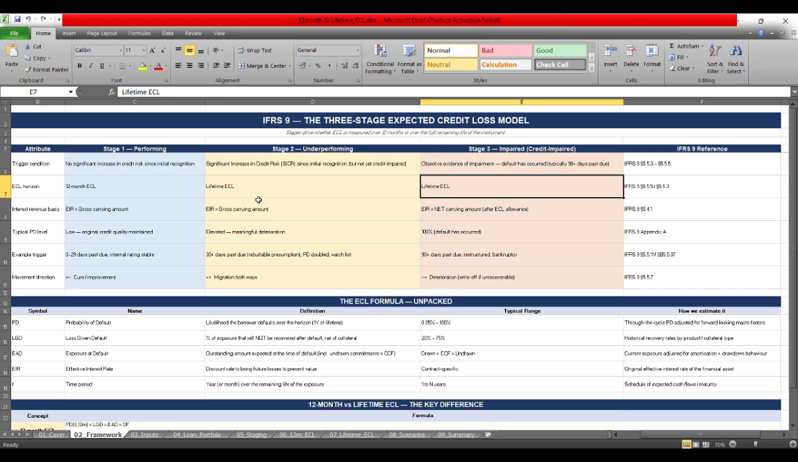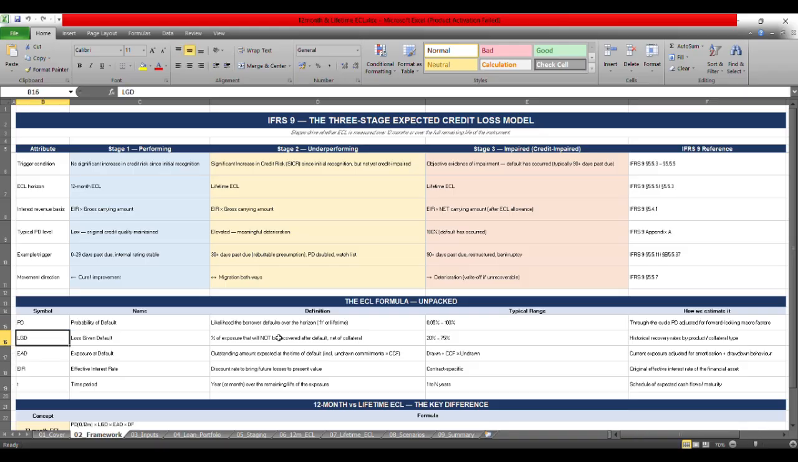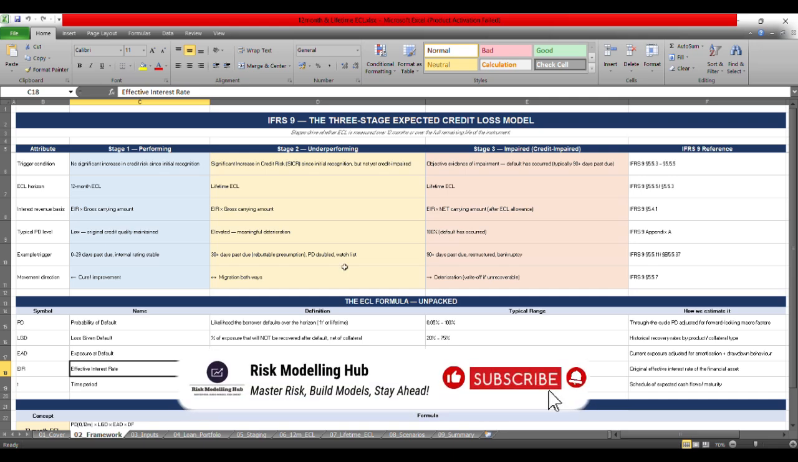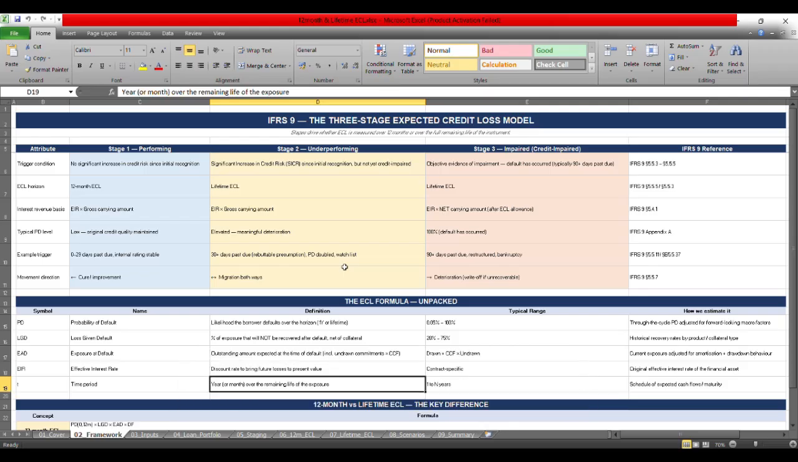The four key things are the PD, LGD, EAD, EIR, and the time T. PD is the probability of default, the likelihood the borrower defaults over the 1 year or the lifetime horizon. LGD is the loss given default, meaning that if they default, how much do we actually lose after we sell the collateral, right? EAD is the exposure at default. It's the outstanding amount expected at the time of the default. EIR is the effective interest rate, the discount rate to bring the future losses to the present value.